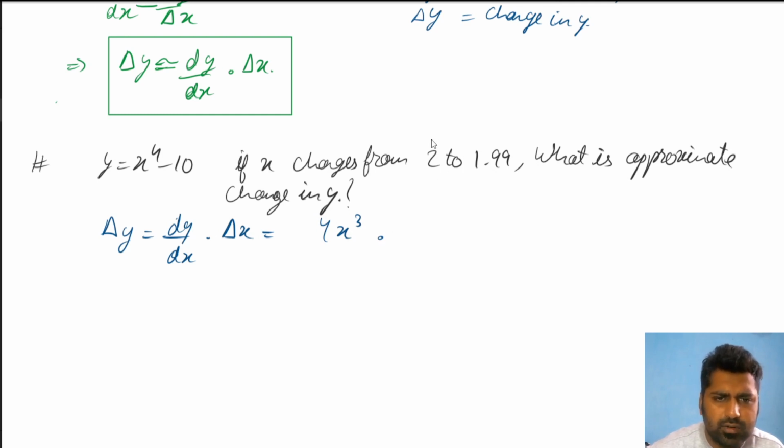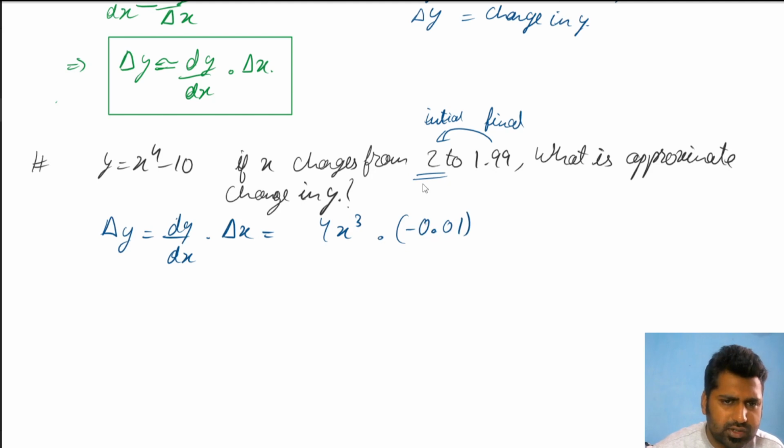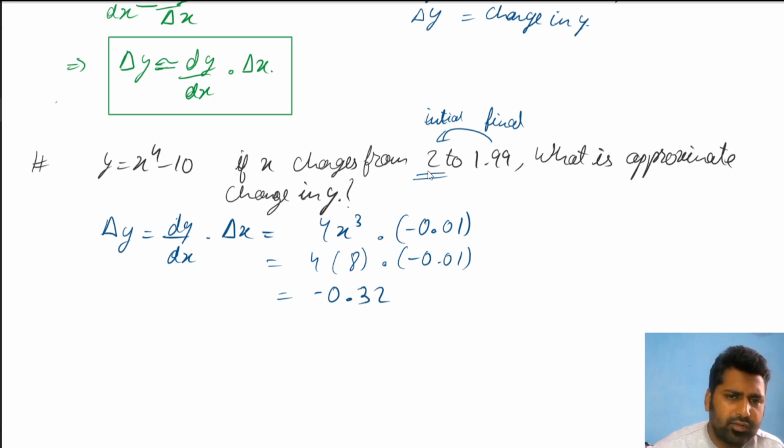What is the change here? Remember that change is always final minus initial. This is the initial value, this is the final, so final minus initial, that will be minus 0.01. It is getting decreased, so that's why minus. What will be the value of x you'll use? You'll use the good value, that's 2. So you can approximate this now: 4 into 2 cube is 8, into negative 0.01, that's negative 0.08. So without actually calculating f of 2 and f of 1.99 and then calculating the change, we have approximated this.